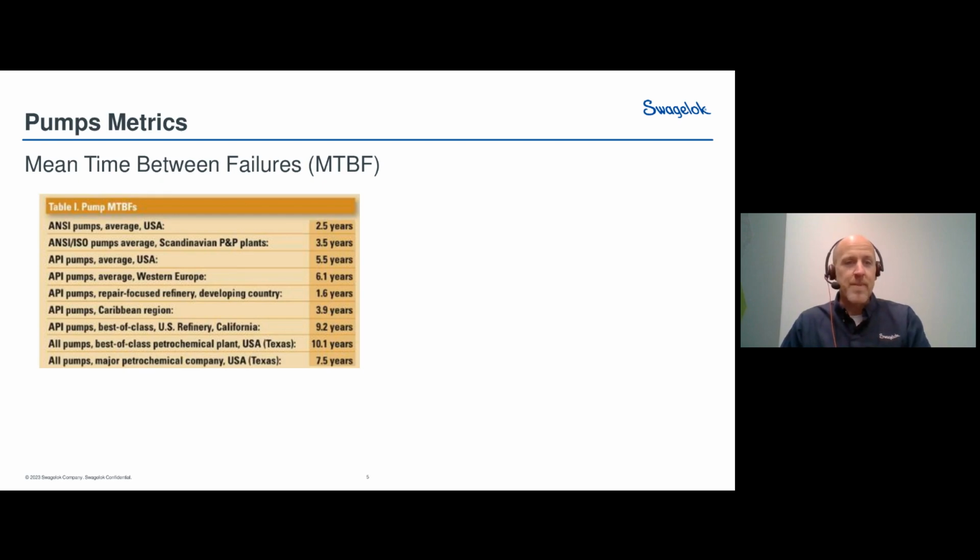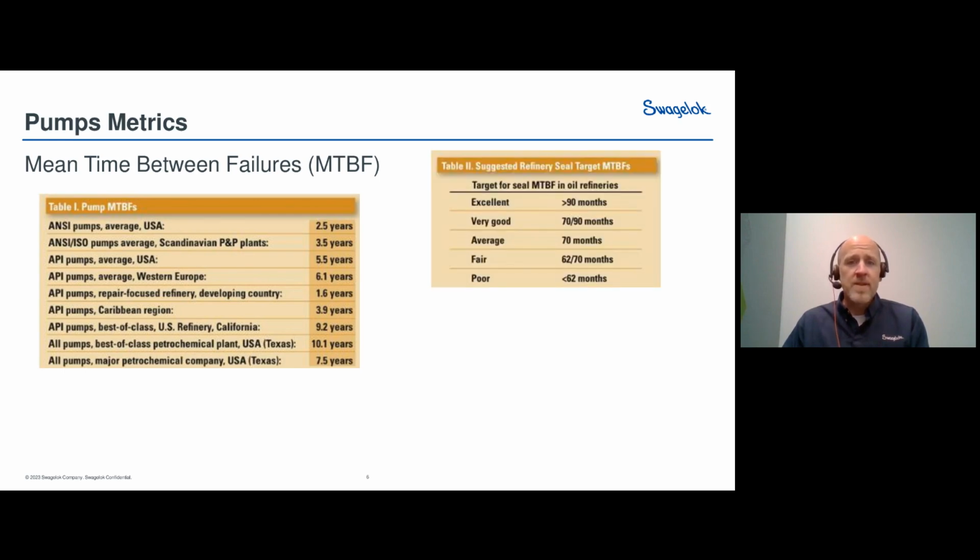Contrast that to the best class petrochemical plant in the United States in Texas of over 10 years. So there's really a wide range of mean time between failures. Now, when we're talking about failures of pumps, there's a bunch of different things that could potentially contribute to what is causing that failure, what different components could be failing. One of the main ones is actually the seals. With the mechanical seals, of course, the mechanical seal creates the seal between the pressurized pump housing where the shaft exits and seals to the atmosphere.